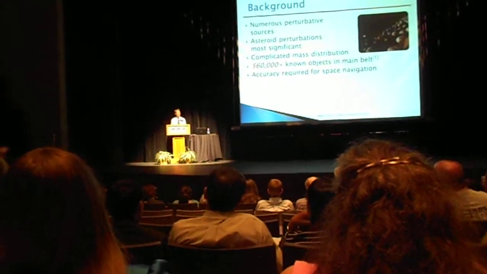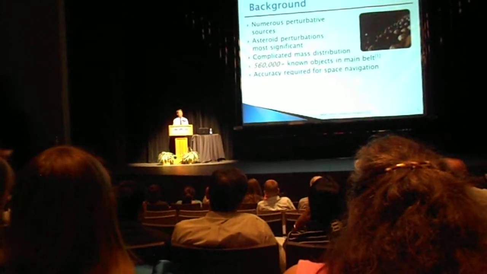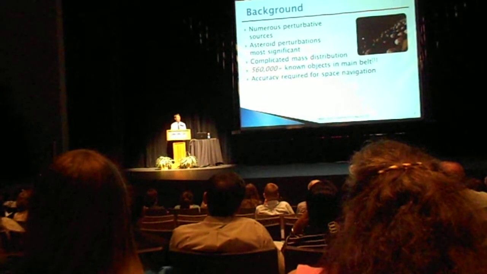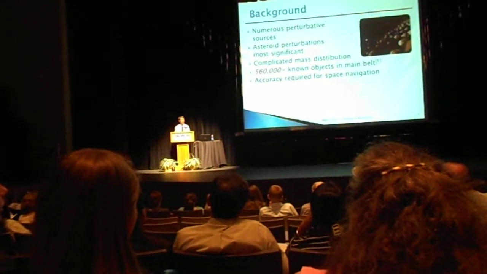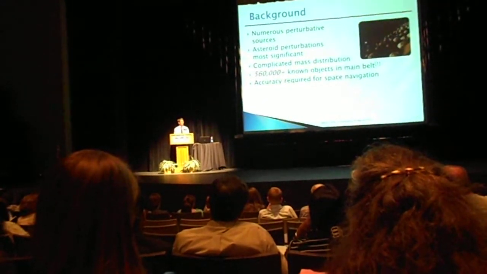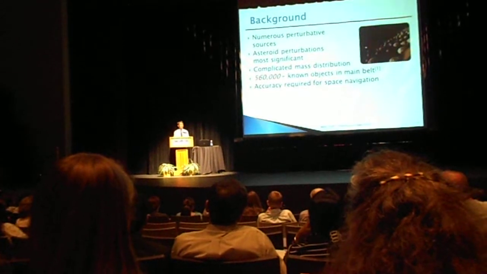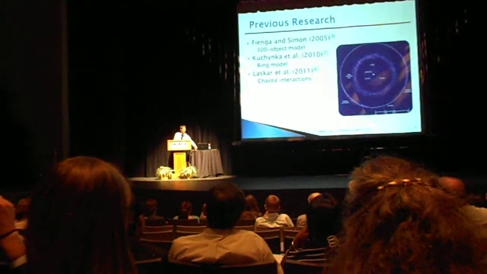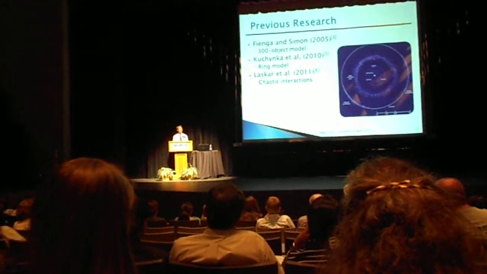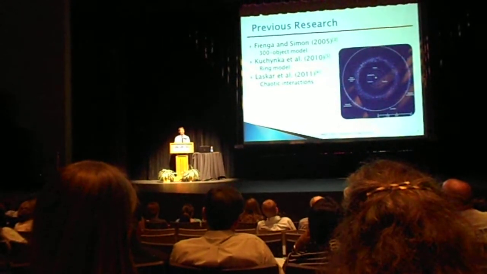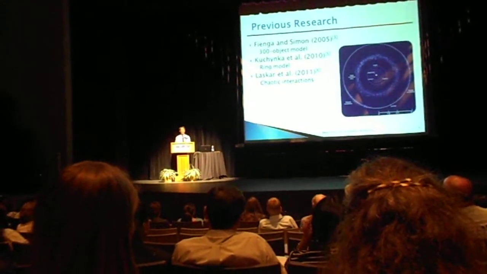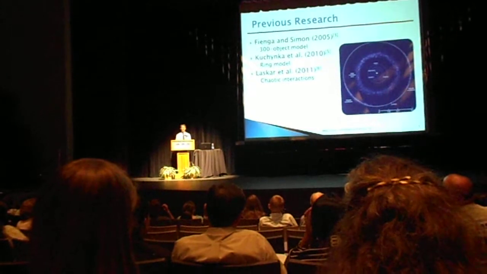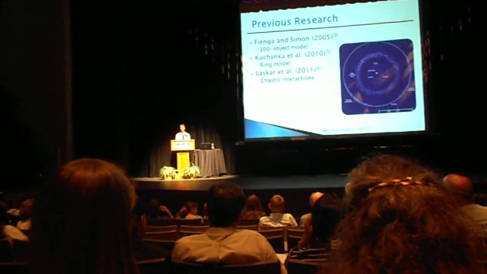Now, to give you an idea of just how complicated the mass distribution within the asteroid belt can be, there are over 560,000 objects known today, all varying in masses over several orders. Now, there have been several studies that have looked into characterizing asteroid perturbations in the past, but they've all looked at further refining high-precision ephemerides. Ephemerides are just tables of planetary positions.